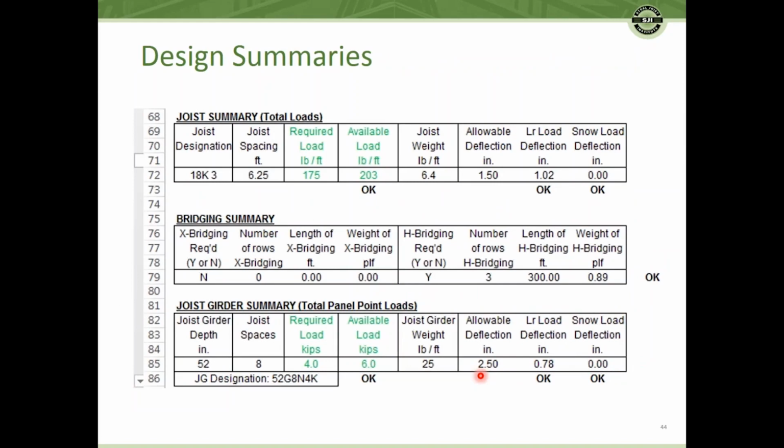Also, there's a joist summary. This particular example said it needed an 18K3. Here's the required load. There's the available load. It checks deflections. It does the bridging, because we said horizontal bridging only, so it ends up with 3 rows. The length of the bridging. Same for joist girder. It got a 52-inch deep girder, a joist spacing, etc. So you can play with this and you can really get an optimum design.